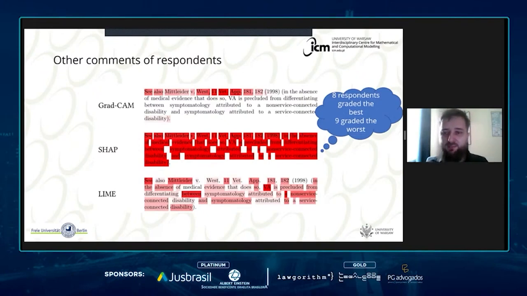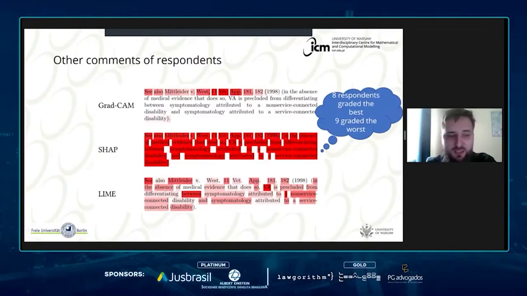Yet, there was a disagreement between the respondents, and 8 of them said that the results for the citation sentence given by SHAP were the best, while 9 experts graded it as the worst. Thus, there seemed to be an implicit disagreement between different respondents as to what exactly is the best explanation. This can be further strengthened by different comments that we received from the respondents after performing the survey.